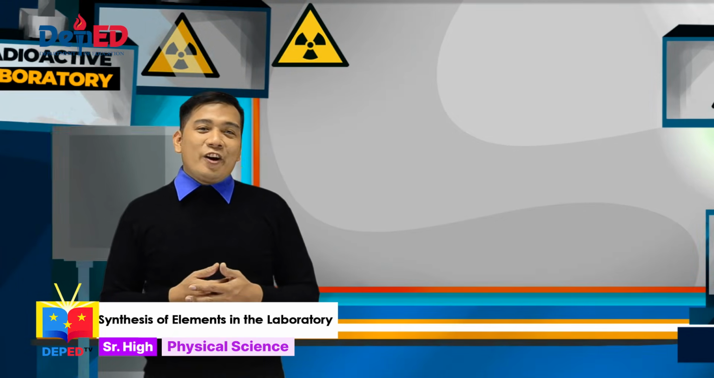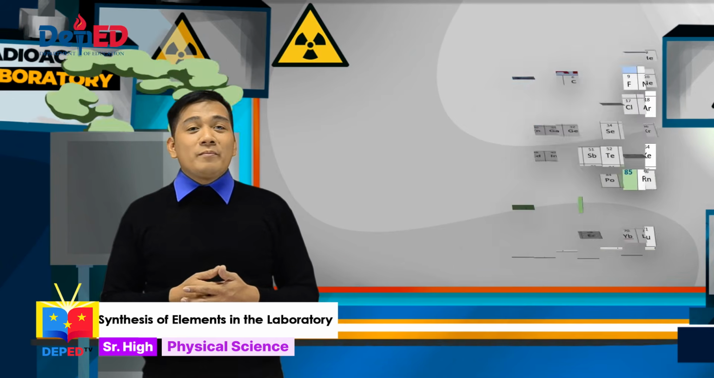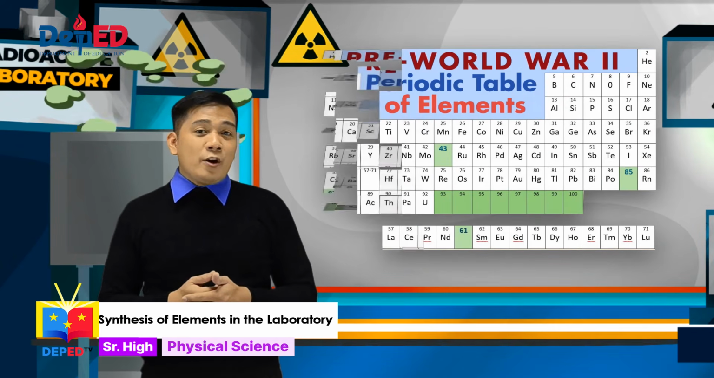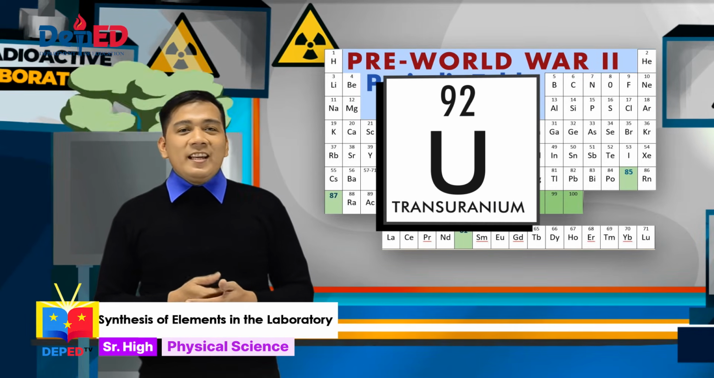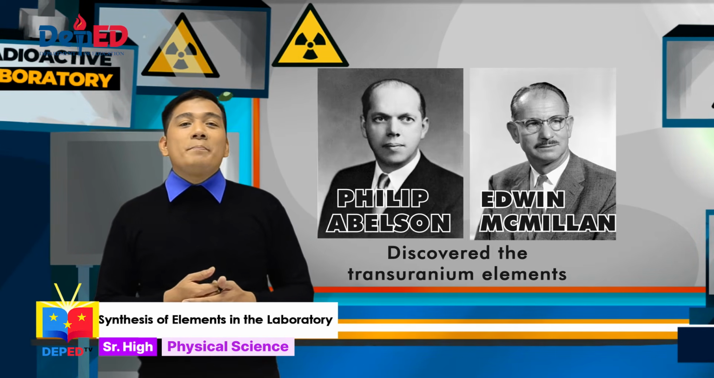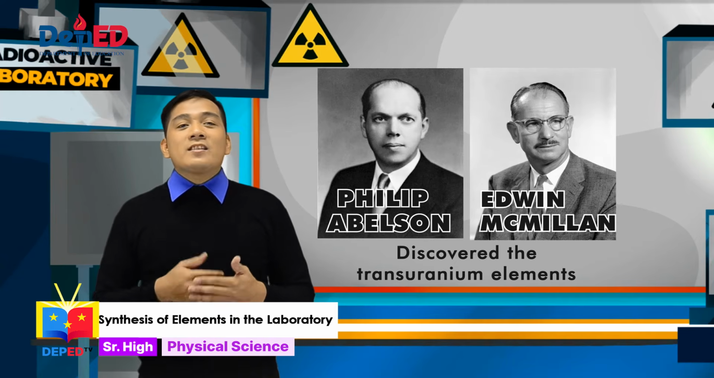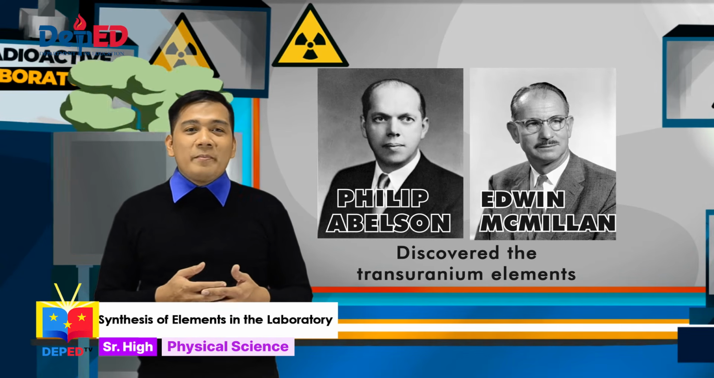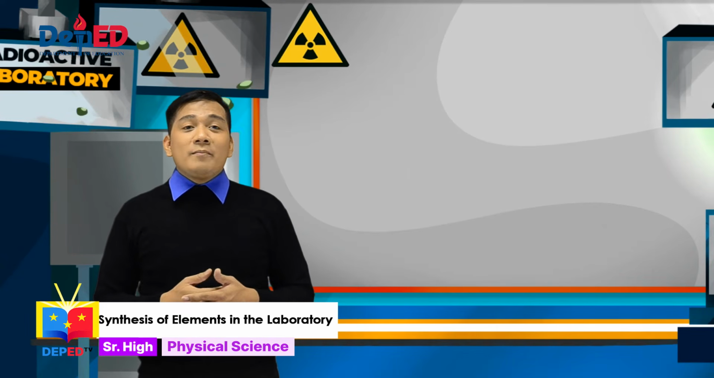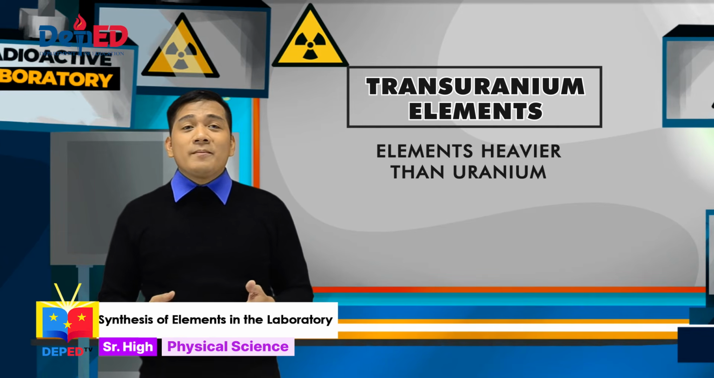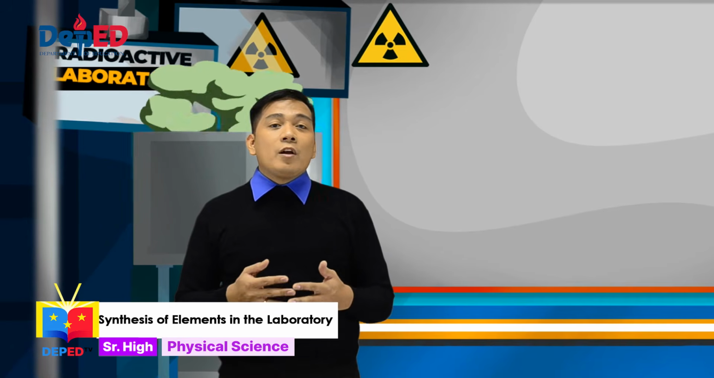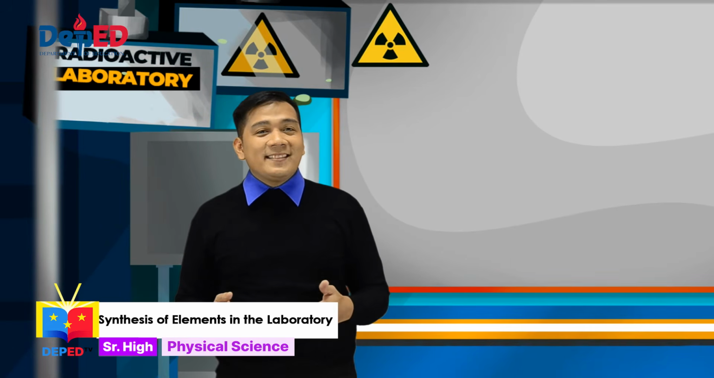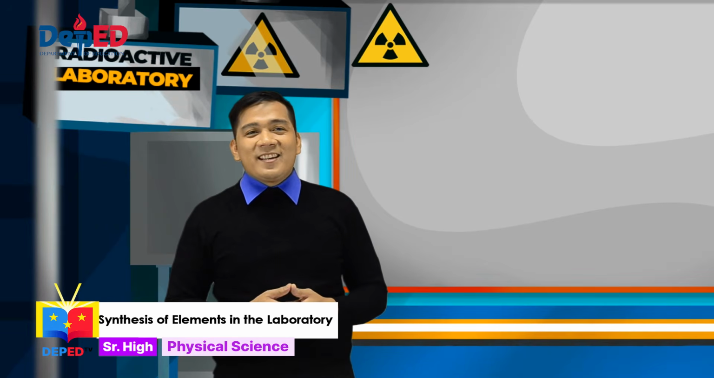I also mentioned earlier that the periodic table of elements before the Second World War shows that the heaviest element was uranium. In the early 1940s, physicists Edwin Macmillan and Philip Abelson discovered the very first transuranium element. Transuranium elements are the elements heavier than uranium. In your module, you will see the process involved in the discovery of element 93 written as this. What do you think happened here?